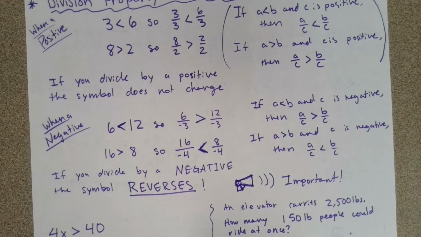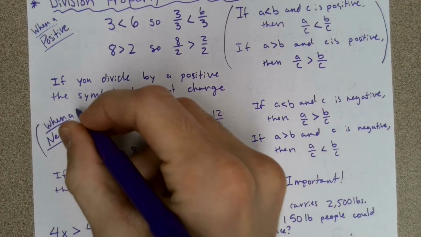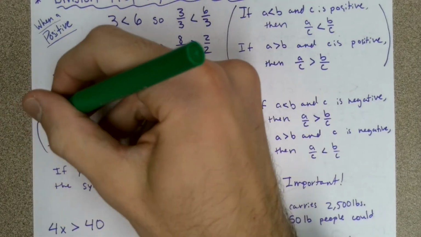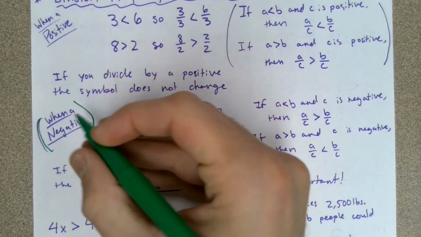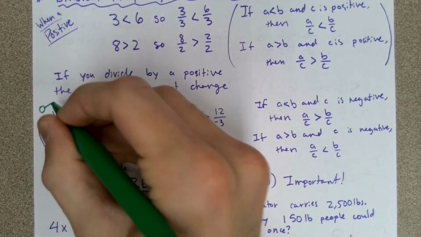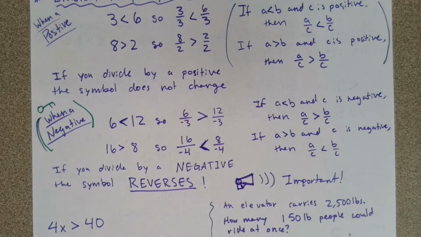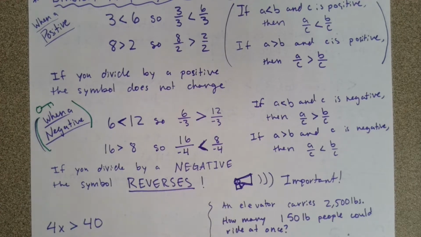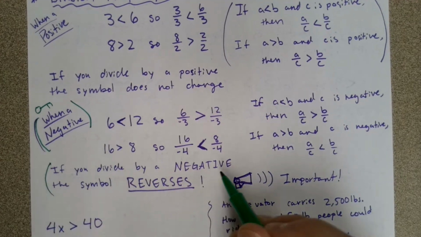Here's our key for today. This is the big detail for today. I'm going to pull out my green marker so I can highlight a little bit here. This is the big key for today. I'm going to draw a little key here. When dividing by a negative number, if you divide by a negative, the symbol reverses. This is huge, huge, huge.